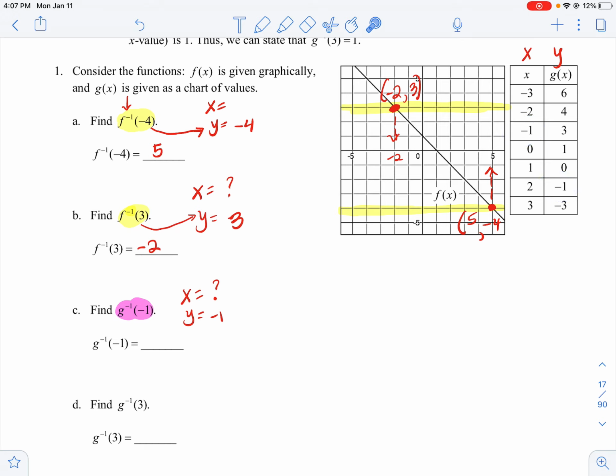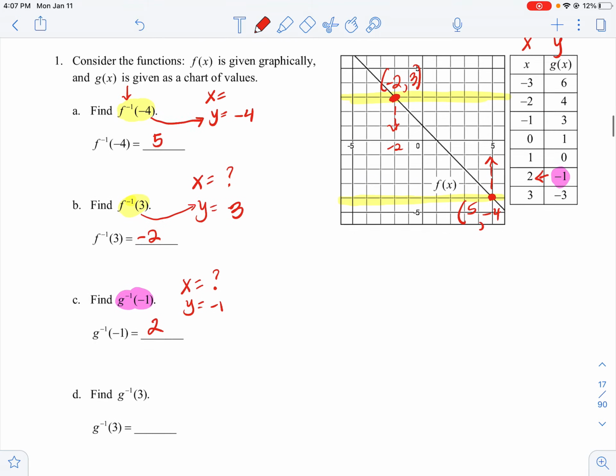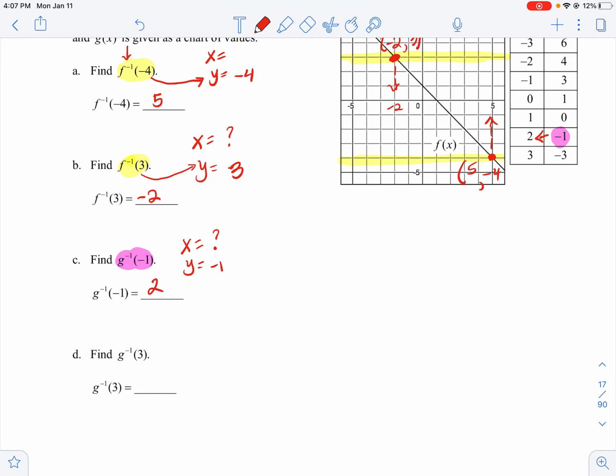But what are we given? We're given that the y is negative 1. So that's where y is negative 1. What is the corresponding x? It is 2. So in the chart or value table, when x is equal to 2, the y is equal to negative 1. So we're looking at 2 as our final answer.